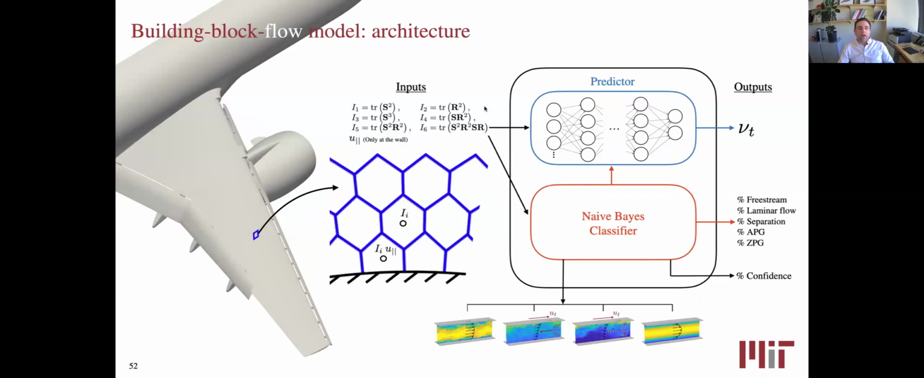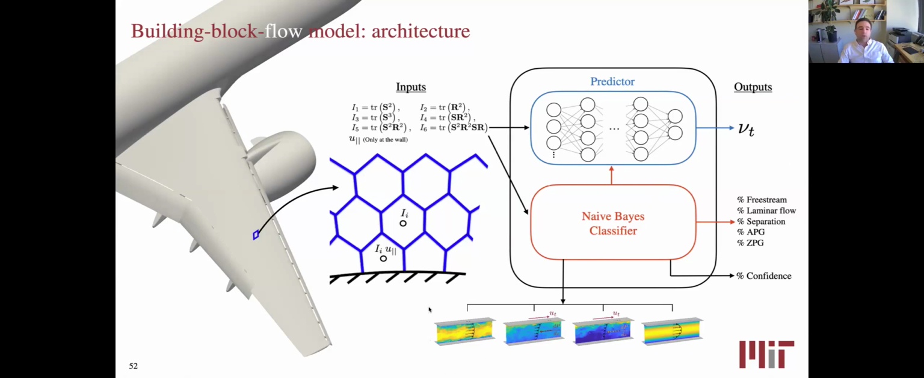And now the inputs are these I's here, which are invariants of the velocity gradient tensor. We think that the velocity gradient tensor is what matters at each point, but to make it invariant under rotation and translation and Galilean invariant, we compute these invariants, and that's the input. And it's a similar structure. It has a predictor, and it has a classifier. This was one of the first versions of the model that we did. Now we are working on a second version where this model will predict the effect of the missing scales at some point in the grid through an eddy viscosity. This term is a way for us to compute the term on the right-hand side that we are missing. And it will also give us some confidence and some classification.